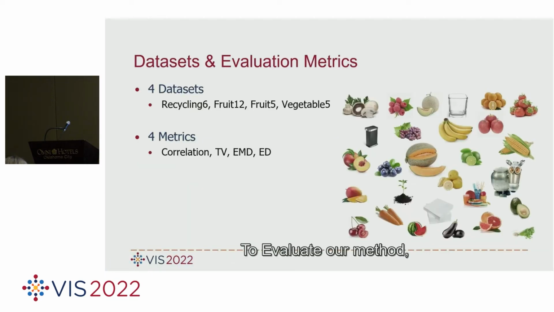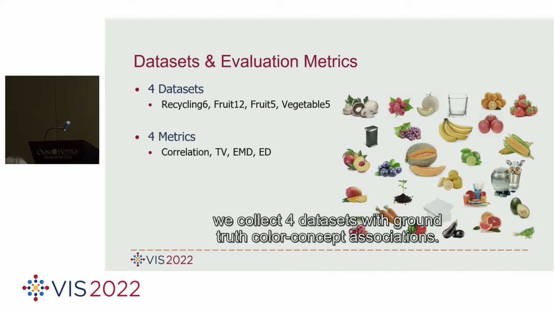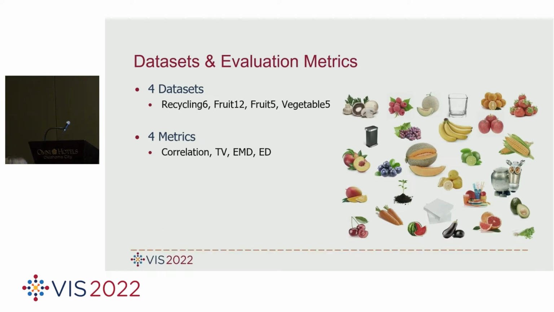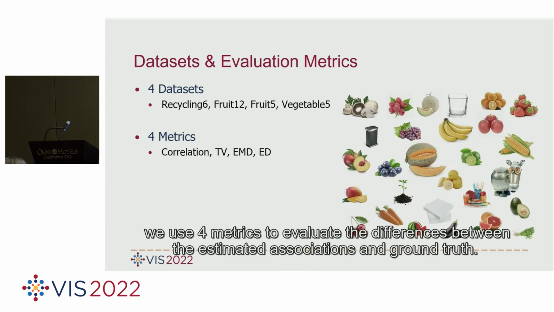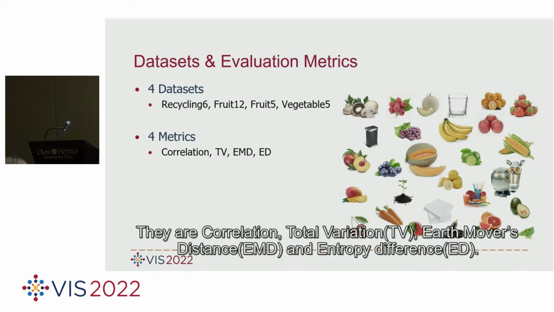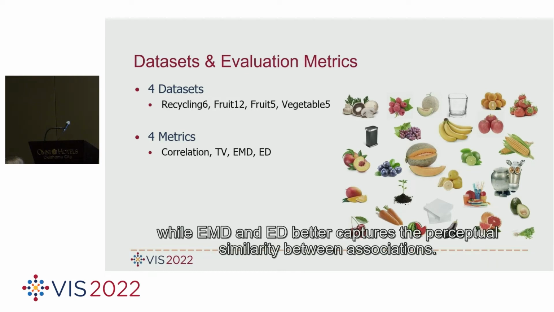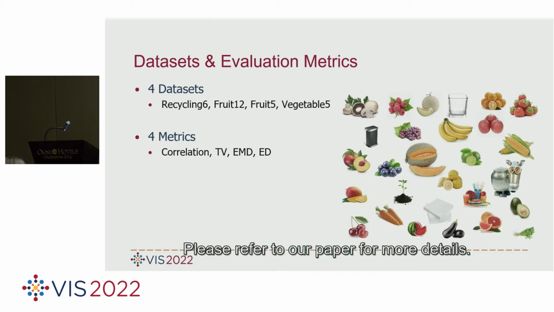To evaluate our method, we collect 4 datasets with ground truth color concept associations. They cover 28 concepts in total, and the ground truth associations are defined on different color libraries. To quantitatively evaluate the results, we use 4 metrics to evaluate the differences between the estimated associations and the ground truth. They are correlation, total variation, TV, Earth Mover's Distance, EMD, and entropy distance, ED. It's worth mentioning that the metric correlation assesses the relative pattern of association, while EMD and ED better capture the perceptual similarity between associations. Please refer to our paper for more details.